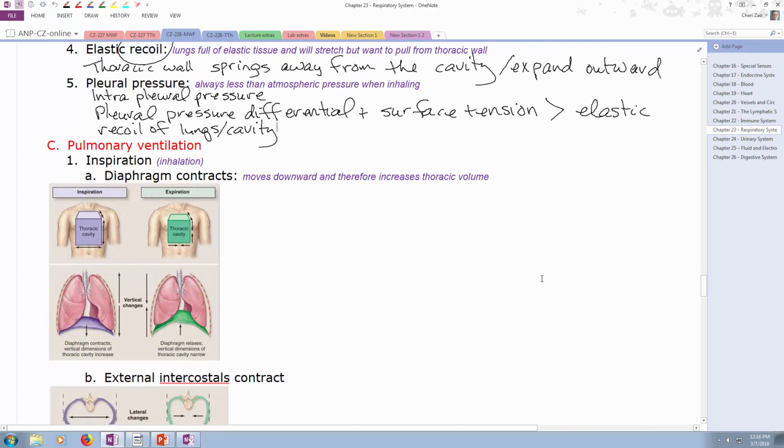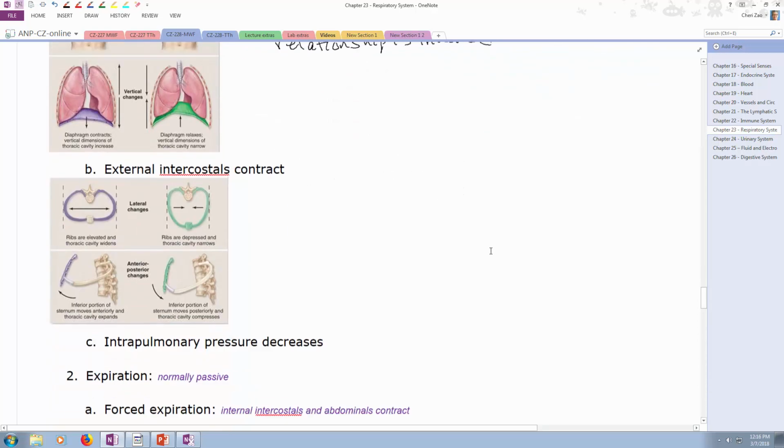Let's look at the terms pulmonary ventilation here. Inspiration is inhalation, and indeed the diaphragm will contract, moving downward, therefore increasing the thoracic volume. And remember, the volume to pressure relationship is inverse. Increased volume means decreased pressure. Decreased volume means increased pressure. And that's how we get air to move in and out.